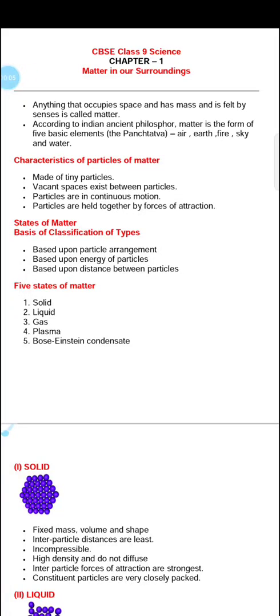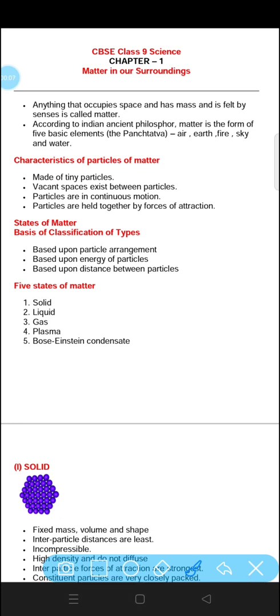Today we are going to study a new chapter of ninth standard, that is matter in our surroundings. It is a chapter of chemistry, so we will talk about matter in this chapter. Anything that occupies space and has mass or is felt by the senses is called matter. Whatever thing we can see in our surroundings which has any mass, or we can feel it, or it is occupying any space, we can call it matter.